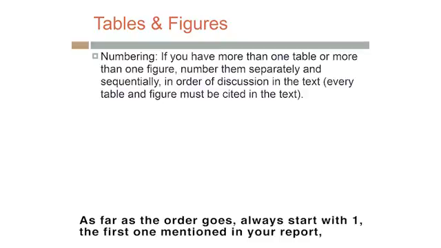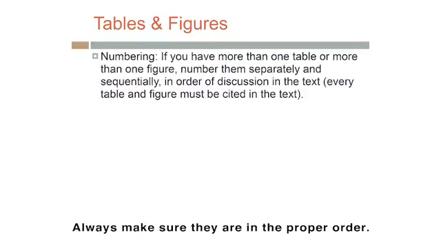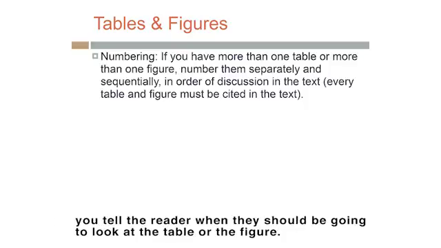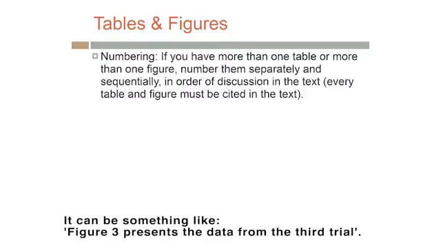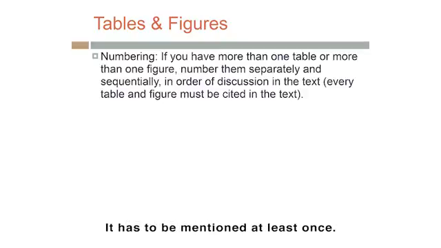Now, as far as the order, always start with 1, the first one mentioned in your report. That's the first table mentioned is table 1. So always make sure they're in the proper order. Also, make sure that somewhere in your paragraphs, somewhere in your sentences, you tell the reader when they should be going to look at the table or the figure. Every table or figure must be mentioned at least once in your paragraphs. And it can be something very simple. So it can be something like, figure 3 presents the data from the 3rd trial. Okay? Well, you've just mentioned figure 3. It's now been mentioned. It has to be mentioned at least once.